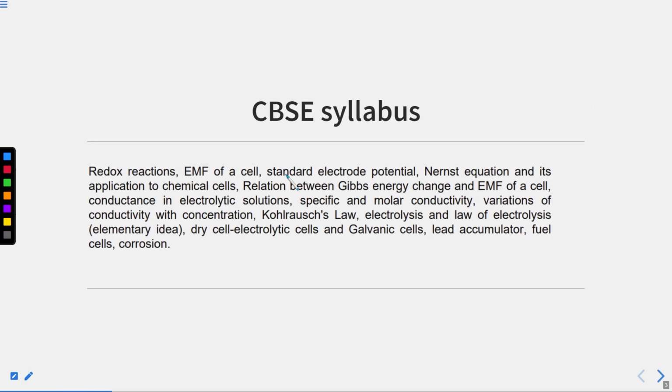If you look at the syllabus here, today I will basically be covering the part in which I will be introducing what a redox reaction is. You must be aware of this term, redox reaction, as it will be seen throughout this chapter, right? I will just introduce this topic today. The rest, the EMF of a cell and the other topics, will be covered tomorrow.